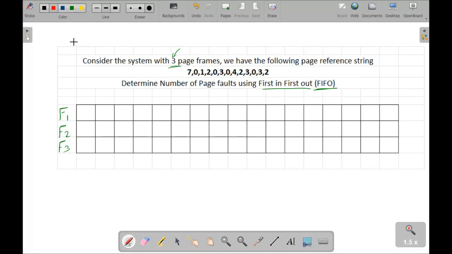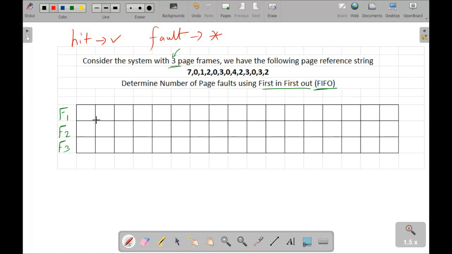page faults. So these terms you should also write: page hit and page fault. If we get a hit, I will represent that by, let's say, this symbol. And if I get a fault, I will represent it by this symbol.